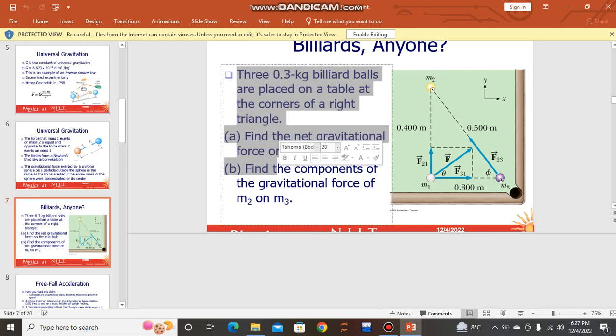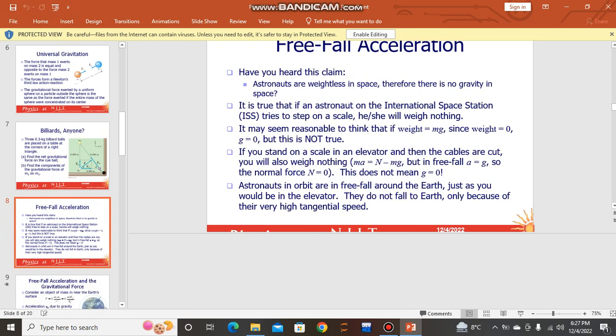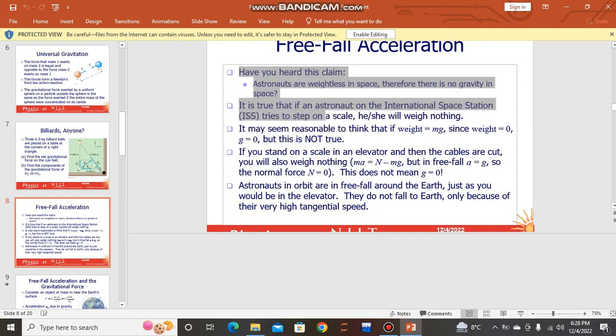In the next slide, you can see free fall acceleration. Have you heard that astronauts are weightless in space, therefore there is no gravity in space? It is true that if an astronaut on the International Space Station, ISS, tries to step on a scale, he or she will weigh nothing. It may seem reasonable to think that if weight is equal to mg, since weight is equal to 0, g is equal to 0, but this is not true.